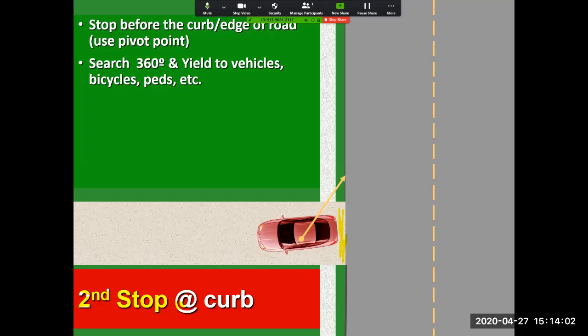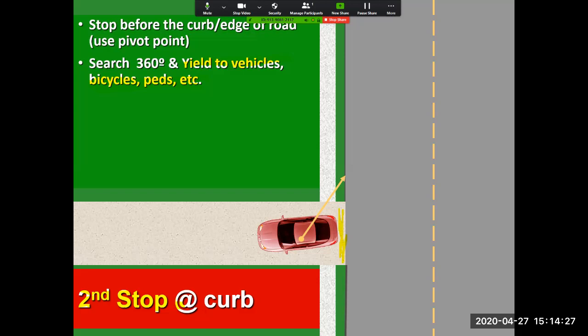The reason why we have a second stop is so we can yield to vehicles, bicycles, and pedestrians that we were unable to see. Some people are walking in the street now to make themselves a little bit more visible, or they're distancing. Maybe there's a pedestrian here, so they're walking in the street to make sure that they don't come within 6 feet of each other.